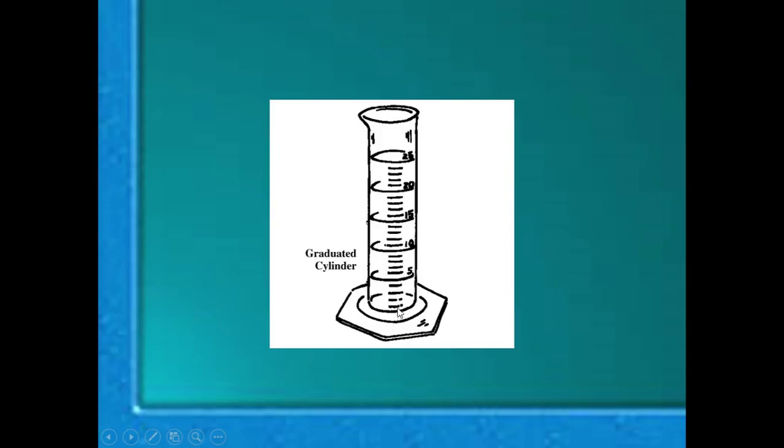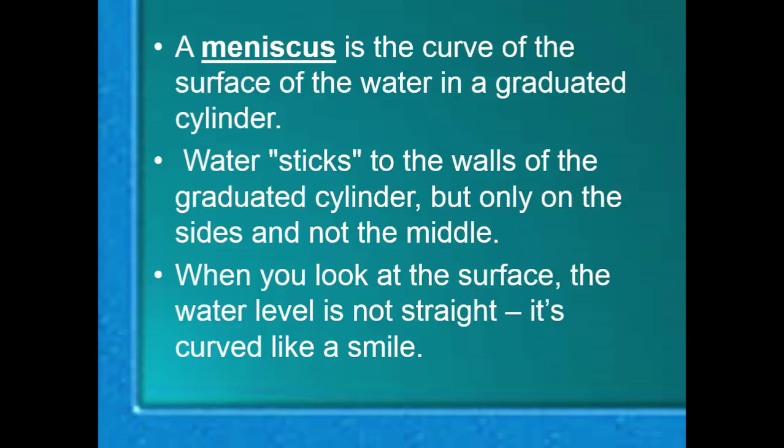So notice it does come in units of 1s and all the way up to 25. So this one only measures up to 25 milliliters. We have different sizes in the lab that you'll be working with. So before we actually show you one, let's talk about how we actually read a graduated cylinder.